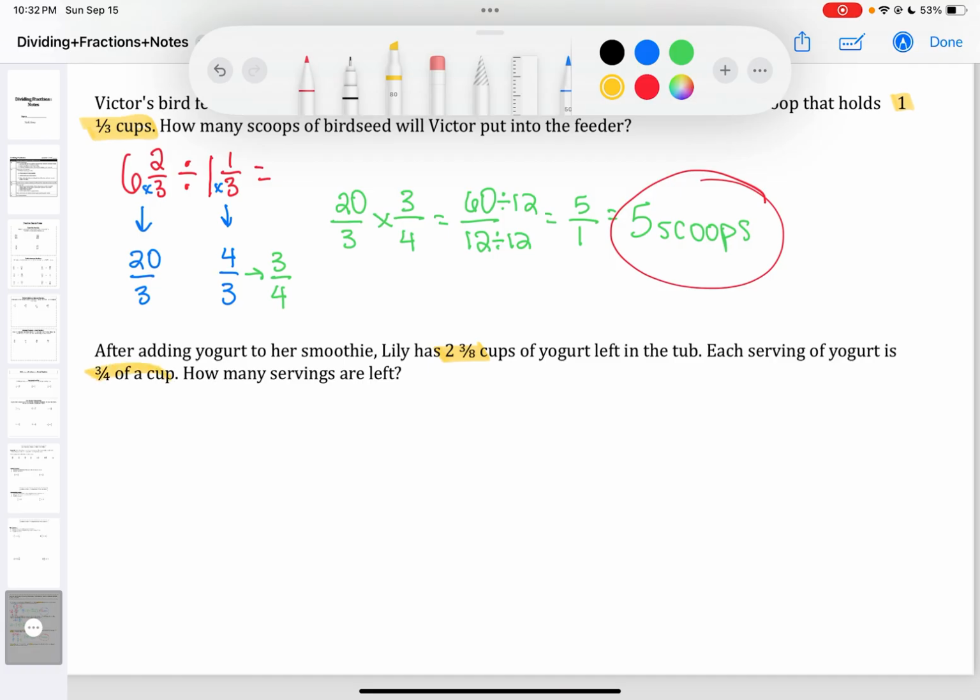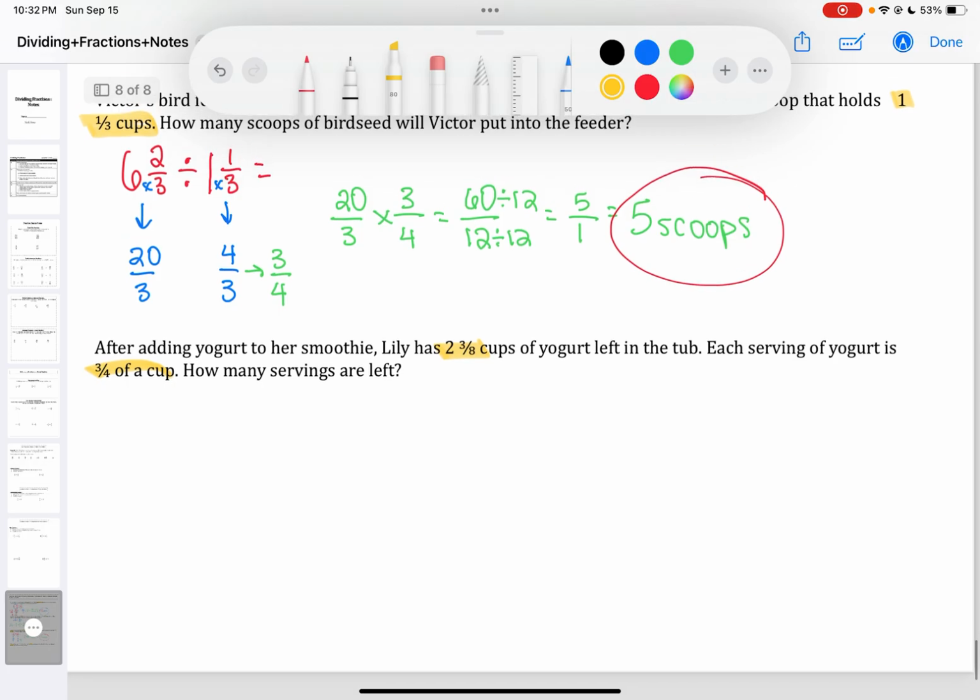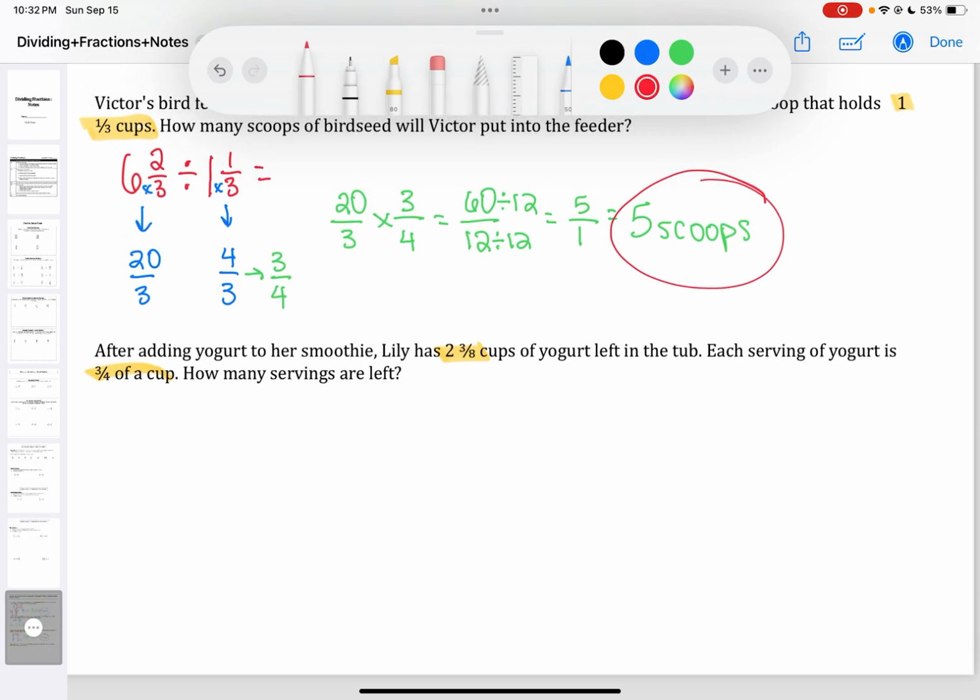All right, so highlighting our numerical values as we did before. I'm going to start by putting down 2 3/8, as Lily has 2 3/8 cups of yogurt left. And then I'm going to divide, because I know I'm dividing, by 3/4, because each serving of yogurt is 3/4 of a cup. So I want to divide my total amount, which is 2 3/8, by each serving, which is 3/4.